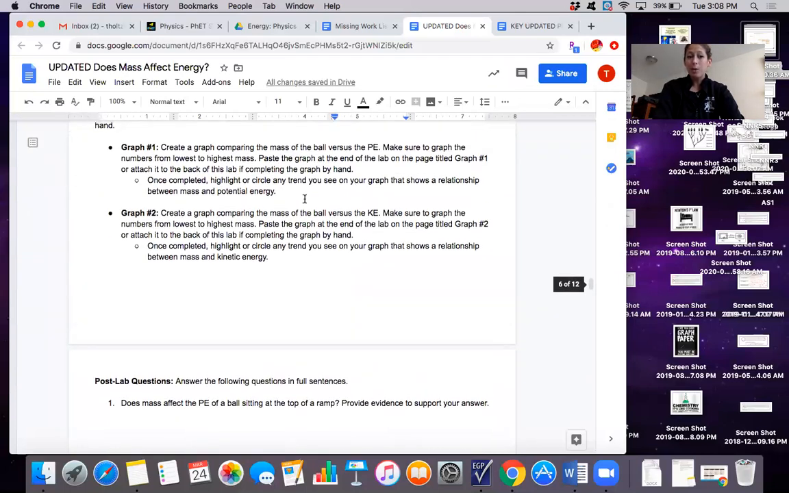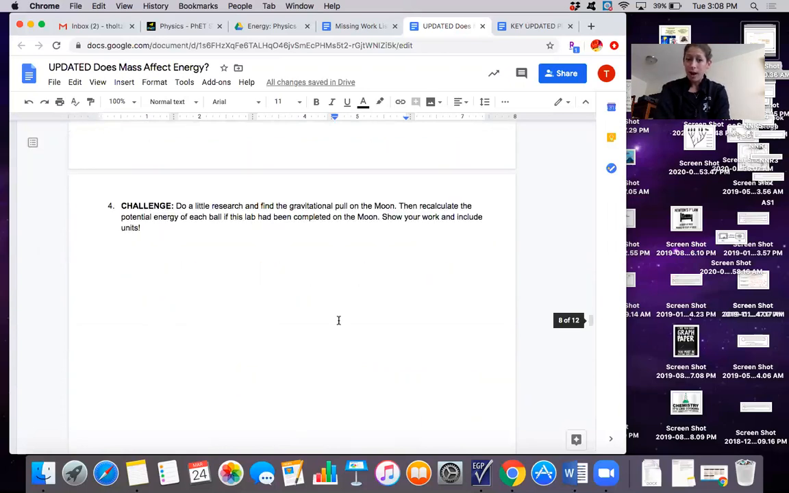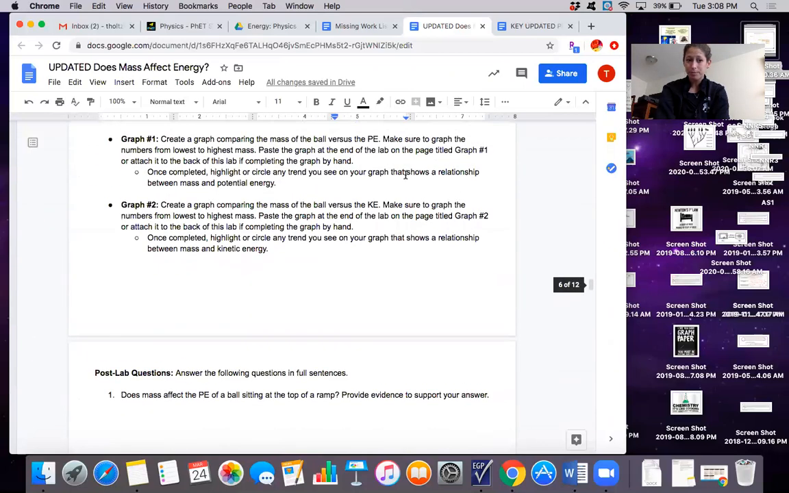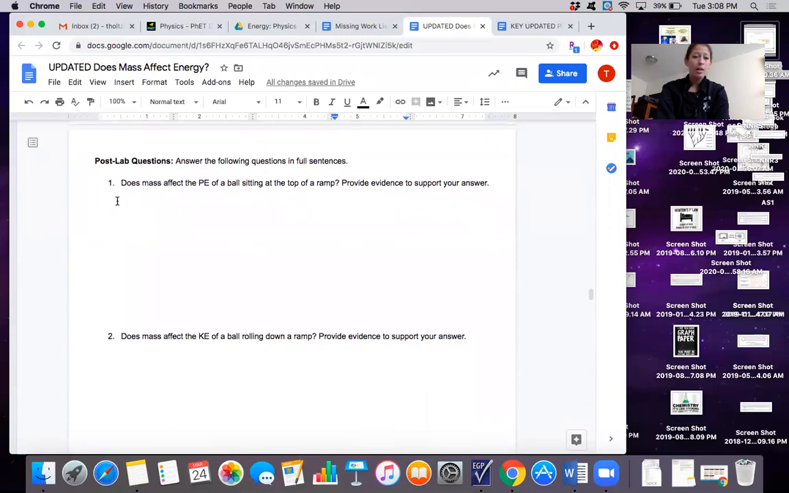You're going to do the same thing with graph number 2. This time it is mass and kinetic energy, our final data table. Once again, using all of that data, putting it in order from the lowest to highest mass, creating a graph, and pasting it down here where it says paste graph number 2 below. Then we've got some post-lab questions. Does mass affect the potential energy of a ball when it's sitting on top of a ramp? Provide evidence. You know I need 2 pieces of comparative evidence in full sentences.